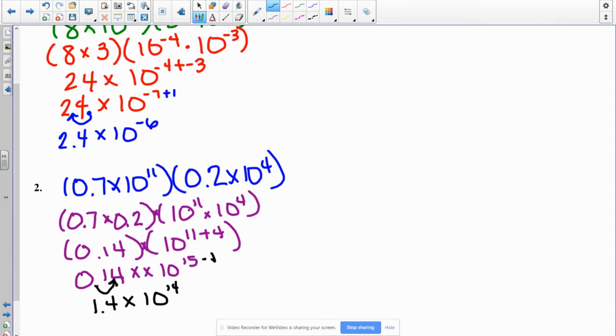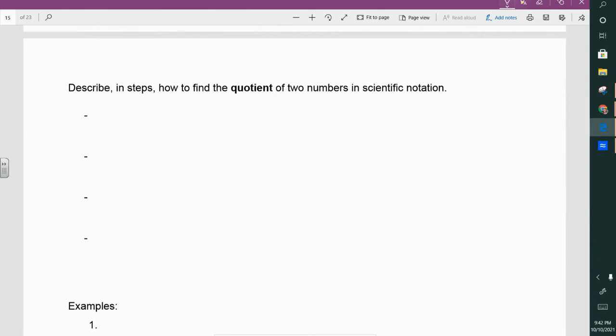Multiplication. Again, multiply the mantissas, add the exponents on the base of 10, and then make sure your final answer is in correct scientific notation. So the steps in dividing are very close to being the same, except for instead of this being a multiplication problem, this is a division. So how to find the quotient, which is the answer to a division problem. So we're going to look pretty much the same here.